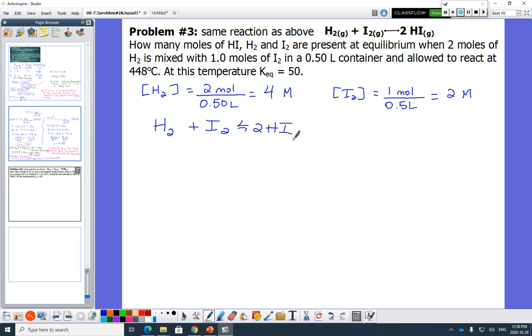So again, similar question, except now we have 4 molar hydrogen and 2 molar iodine gas, which are not the same. So still the product is 0. It's going to increase by 2x. These two are going to go down because they're reactants. They just go down by x because their coefficient is 1. And we do the same thing. I plus C equals E.